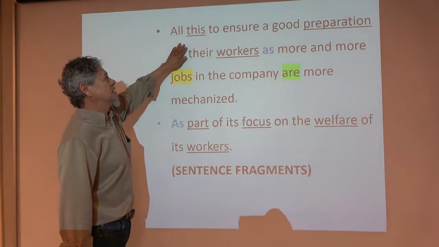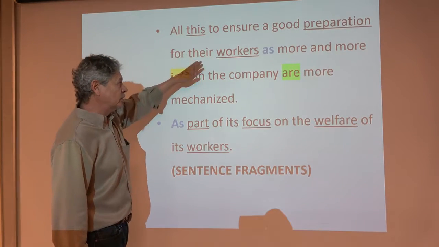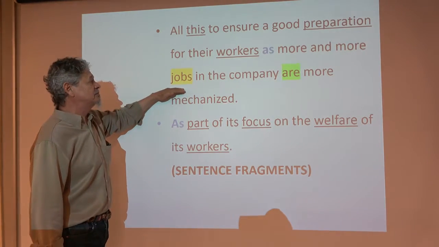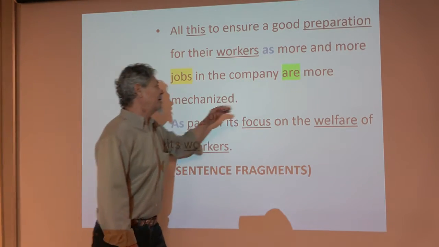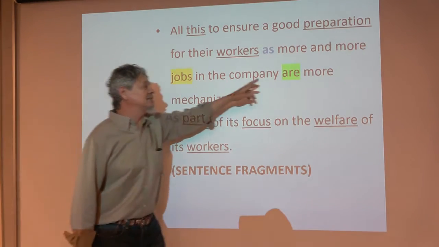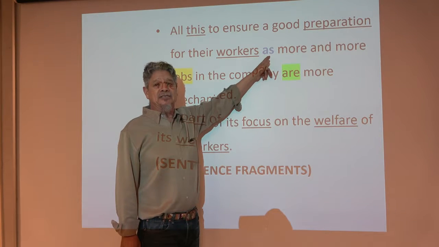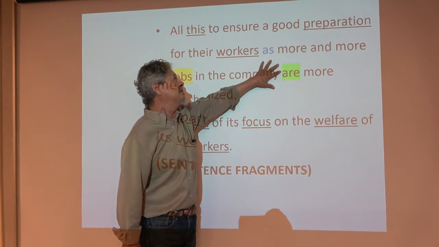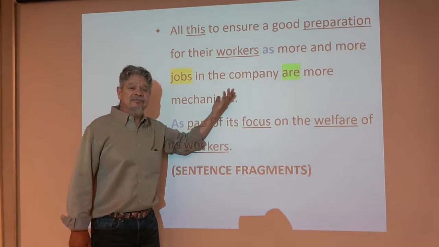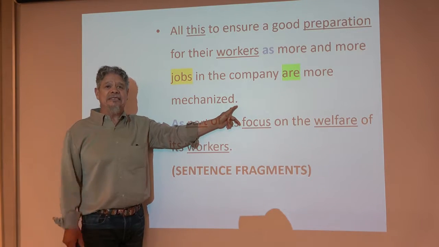All this to ensure a good preparation for their workers as more and more jobs in the company are more mechanized. It has a subject, has a verb, but it also has a subordinating conjunction. It makes this a dependent clause. There is no other subject or verb. Sentence fragment. It doesn't deserve a period. It's not a complete sentence.